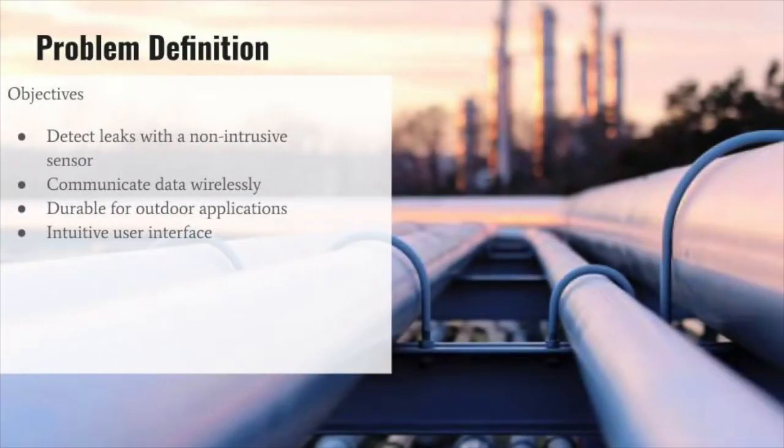The objectives that we wanted to achieve by creating FlowMo are to create a sensor that is non-intrusive, to be able to communicate this data wirelessly across all sensors, and for the sensor to be durable enough to be used both indoors and outdoors. Finally, we aim to package the product with a user interface that's intuitive.